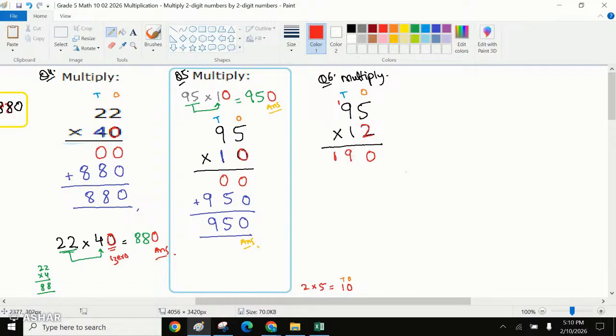Okay. Now we do the tens. Once we are multiplying the tens, we put a 0. 1 multiplied by 5 is 5. 1 multiplied by 9 is 9. So let's add them together. 0 plus 0 is 0.